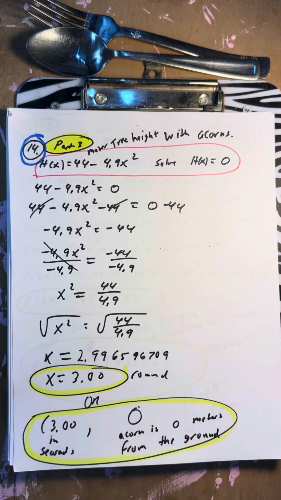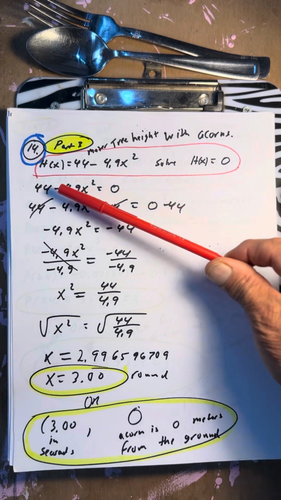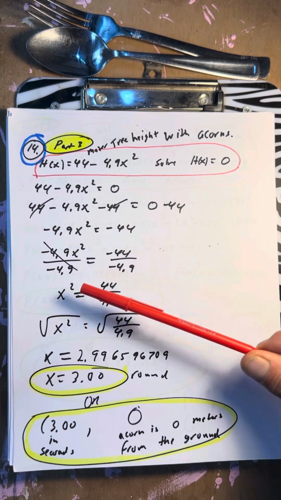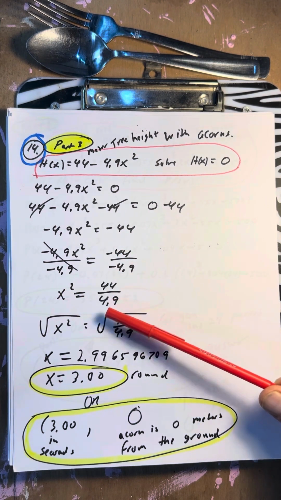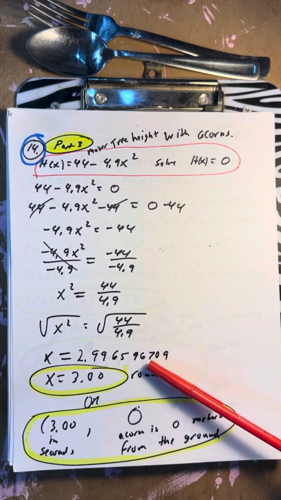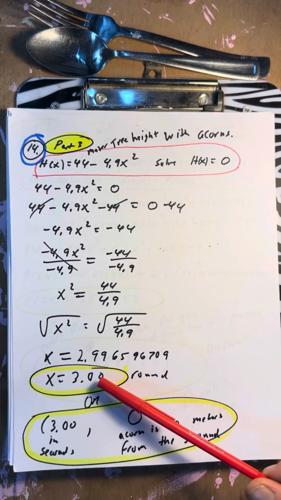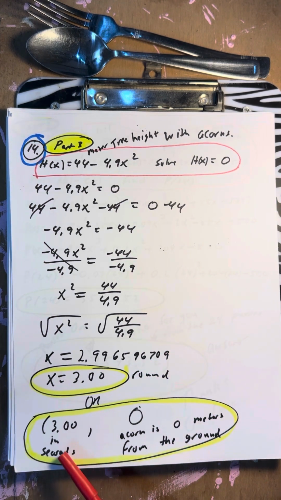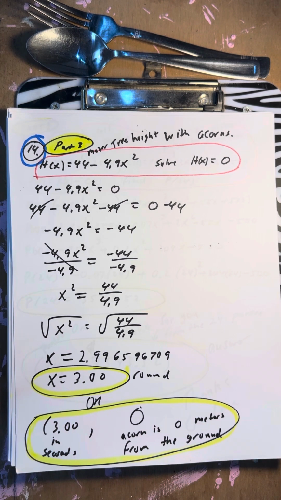All right. Oh, another part. When is h of x going to be 0? When is it going to be on the ground? So set that equal to 0. Minus 44, minus 44. You have this again. Divide. So you have x squared equals 44 over 4.9. Take the square root of both sides. x is 2.9965967..., but we're going to round it to 3. How about 3.00? Use only the positive answer. So 3 seconds. In 3 seconds, what happens? The acorn is on the ground. 0 meters is the distance.